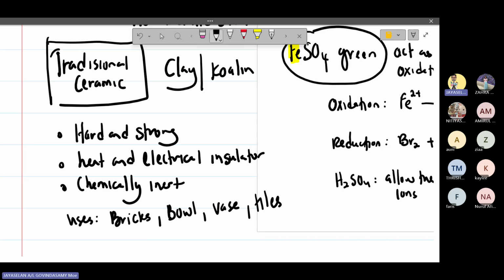So the bowl can be used for acid, alkali, all. It can withstand the chemical reaction. Okay, any question? Okay, number 2.